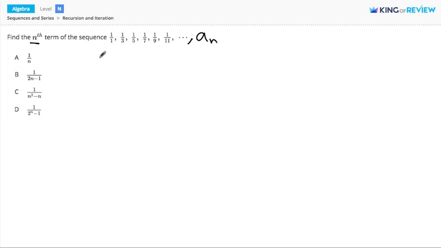The denominators are 1, 3, 5, 7, 9, 11, and so on. And we can definitely see a pattern here. We're adding 2 every time. To get from 1 to 3, we add 2. From 3 to 5, we add 2, all the way up from term to term. So we need to be able to write each term in terms of n, the number that it is. And this should be pretty easy because they just add the same number every time.